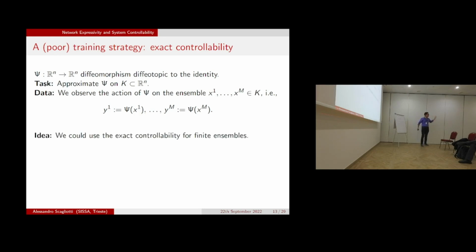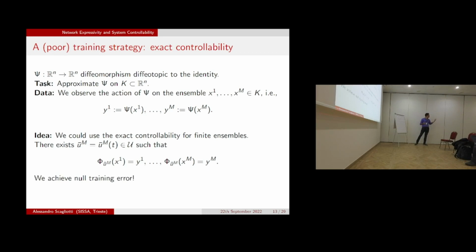Okay, what is the first idea that we may come up with? The idea is that we could use the exact controllability for finite ensembles. So there exists an admissible control u bar m such that the corresponding flow replicates exactly the action of the observed diffeomorphism psi. We achieve a null training error, this is true, but this is not a good idea. There are a lot of drawbacks in doing that. For instance, maybe we are also learning the error, if any, if some error is affecting our measurement.